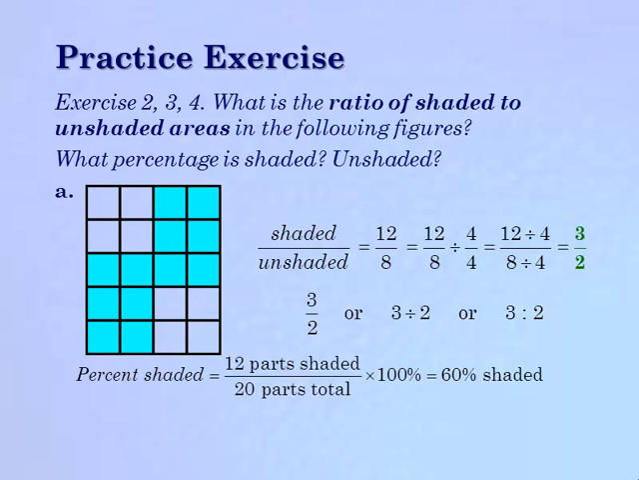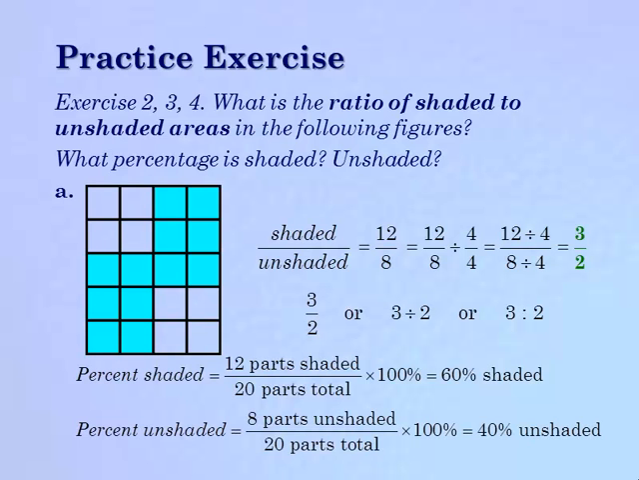Next we're asked, what's the percent that's shaded? Well, if we have 12 parts shaded and 20 parts total, then we have 12 to 20, and we want to multiply that by 100%, and the result is 60% shaded. And the percent unshaded is 8 parts to 20 parts, which is 40% unshaded. And you'll notice that of course, what's the sum of the percent shaded and the percent unshaded? As it should be, it's 100%.